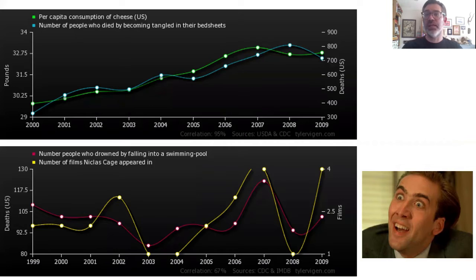This sort of data mining has discovered correlations between random variables like the per capita consumption of cheese and the number of people that die by becoming entangled in their own bed sheets, or the number of people that drown in swimming pools and the number of films with Nicolas Cage. Here are some more ways that statistics can be misinterpreted.